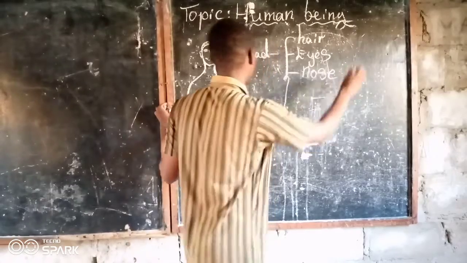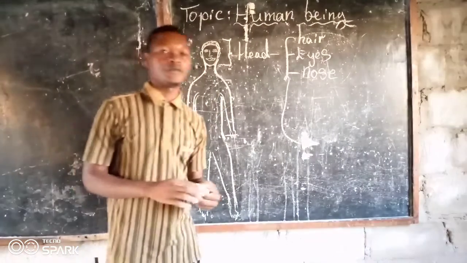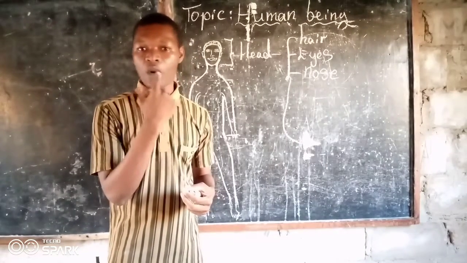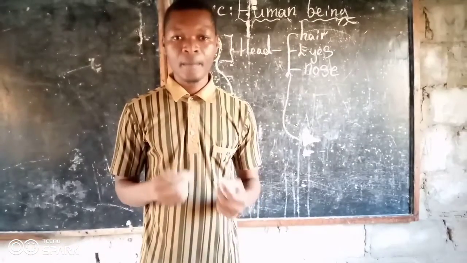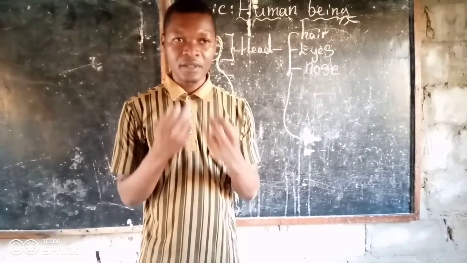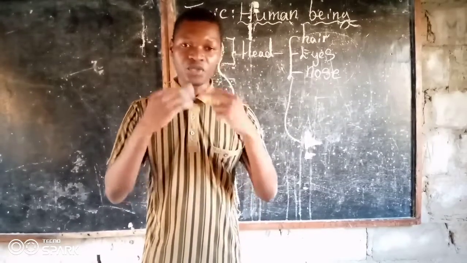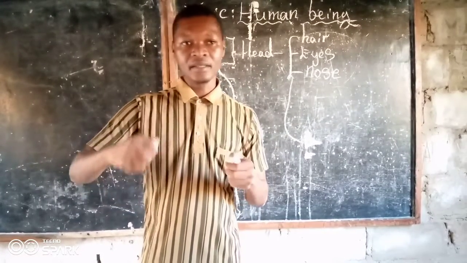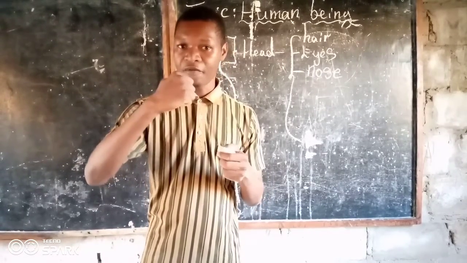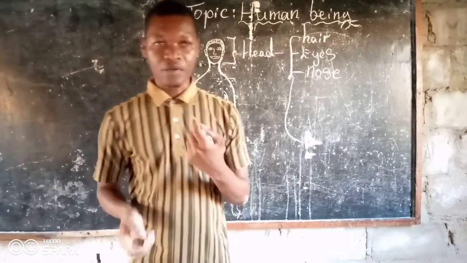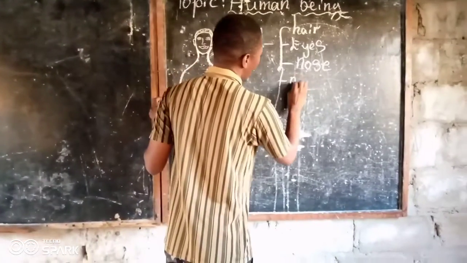This is a nose. And then after the nose we have mouth. We call this mouth. Let us say mouth, mouth. The thing that I'm using now to speak to you, right? The thing that we use to speak and eat. When we want to eat, we put the food inside our mouth, right? This we call mouth. We write mouth.